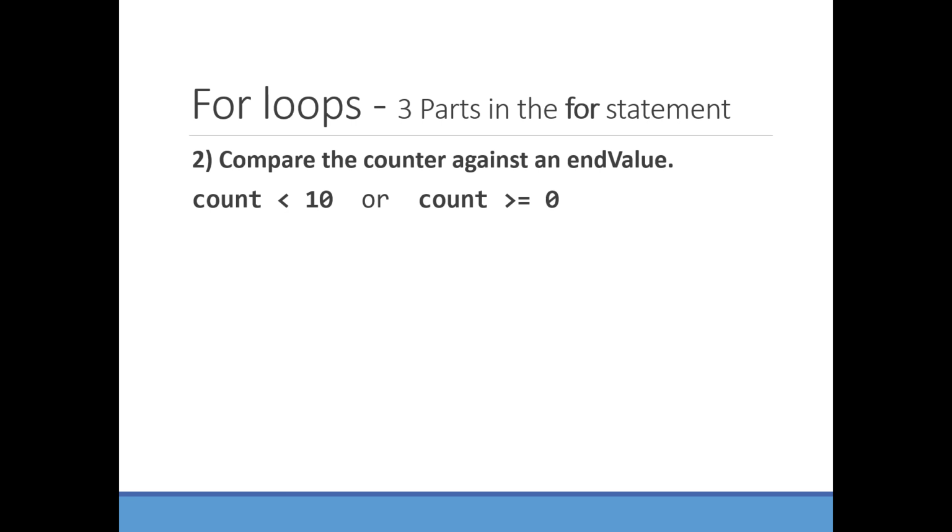So here's 2 examples. I might say keep looping as long as count is less than 10. So that means 5, 6, 7, 8, and 9. It would not do 10 itself. Whereas this one over here, count is greater than or equal to 0. That says keep looping as long as count is at least 0, which means 0 is included here. So the end value, here I'm using 10 and 0. Those also need to be integer types, of course.